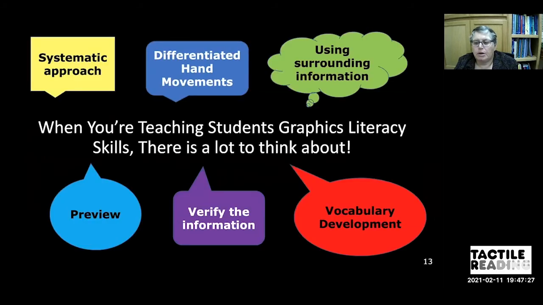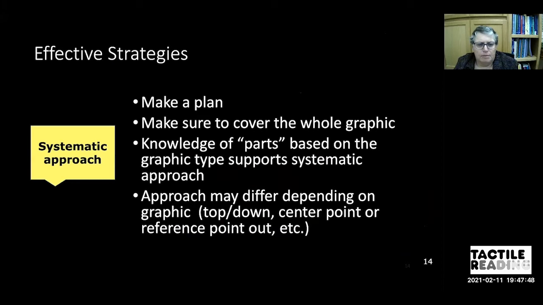So we want you to think about 6 different concepts: systematic approach, previewing, differentiated hand movements, verifying information, using surrounding information, and vocabulary development. And we're going to talk about each of these 6 concepts that really underlie efficient graphics literacy. So our first one is systematic approach.